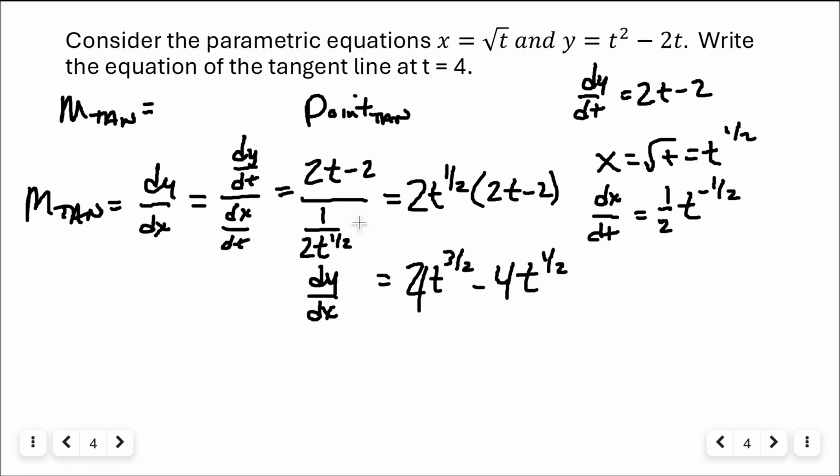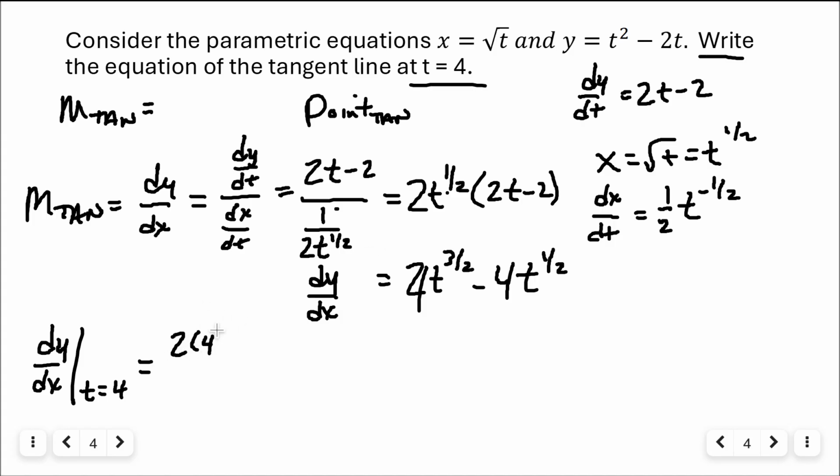Okay, so that's 3 different ways to write the same thing. 1, 2, 3. Any 3 are valid. Now, I want to write the equation of the tangent line at t equals 4. So I want to take dy/dx and evaluate it at t equals 4. We can do that with this first equation. I think it's a little easier to work with.